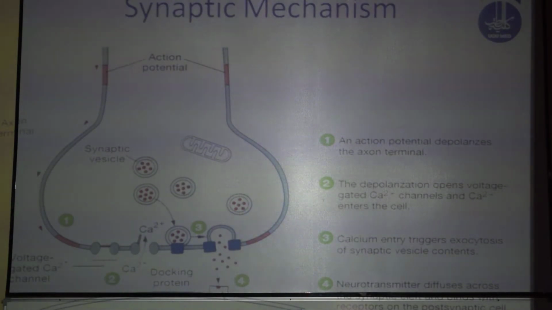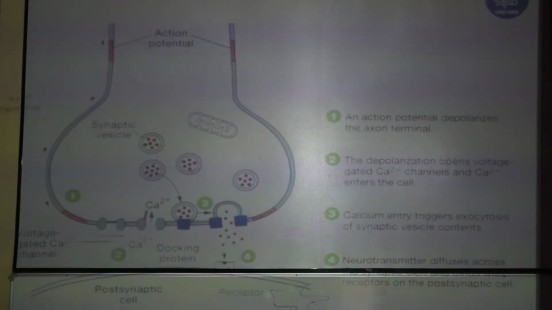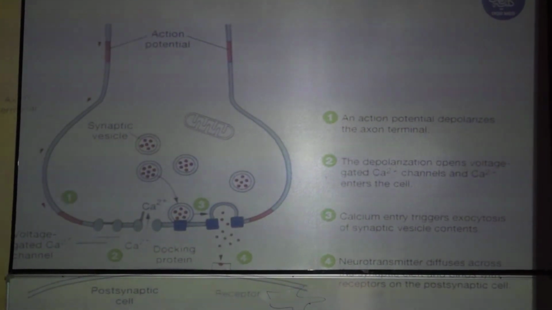So now the last point is reception, the combination of the neurotransmitter with the receptor on the postsynaptic cell. I think we have discussed this. This is just a beautiful picture. We have already talked about this. Clear? Children, clear? Okay, good.